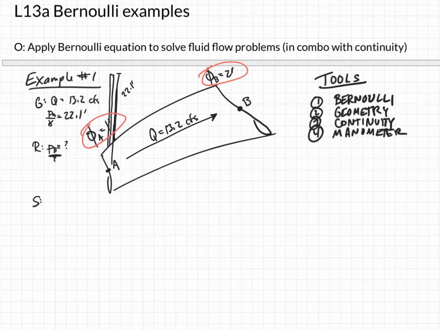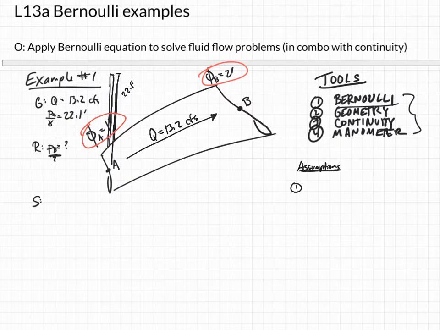So what I want to do is, we've got all of our tools over here, and I want to start by thinking about Bernoulli and whether or not we can use Bernoulli in this case. It'd be unusual if we couldn't, since this is the class on Bernoulli, but let's think about the assumptions for Bernoulli before we jump in and use it.